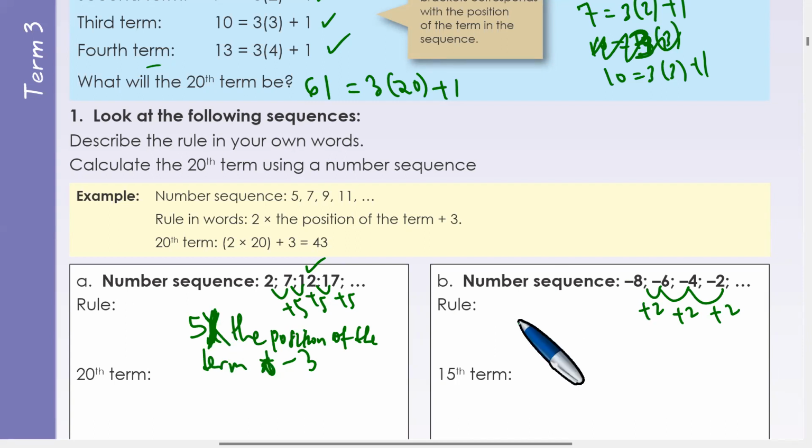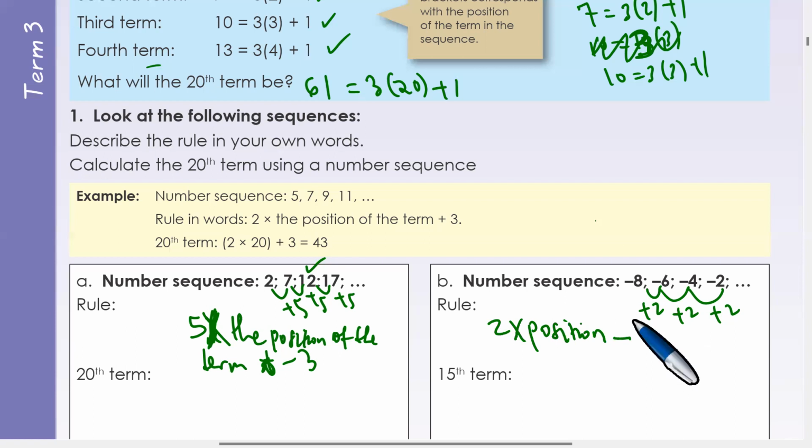Okay, so here you then say we are just adding 2. So in other words, because you're adding 2, it is 2 times the position. Then you must add or subtract something. Let's look at 2 times 1. What is 2 times 1? 2. Then you're subtracting what here to get -8? We subtract 3.